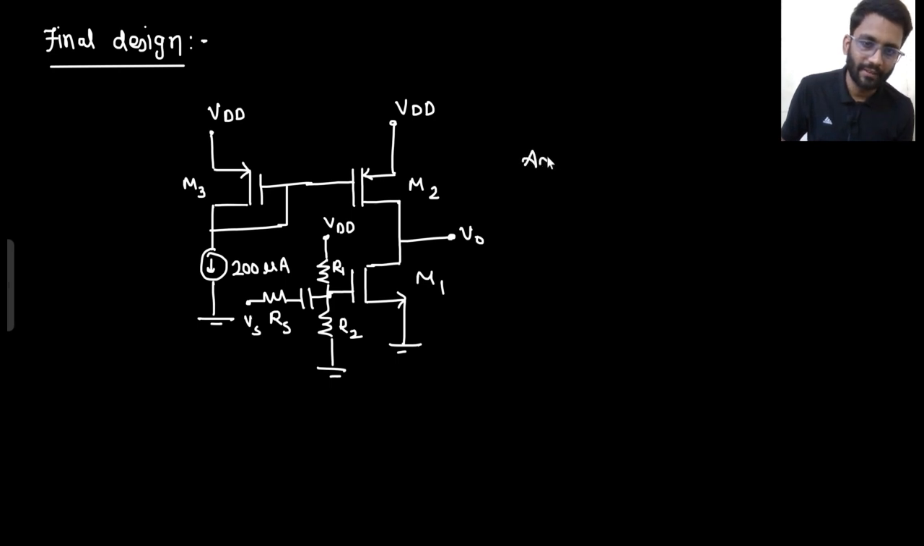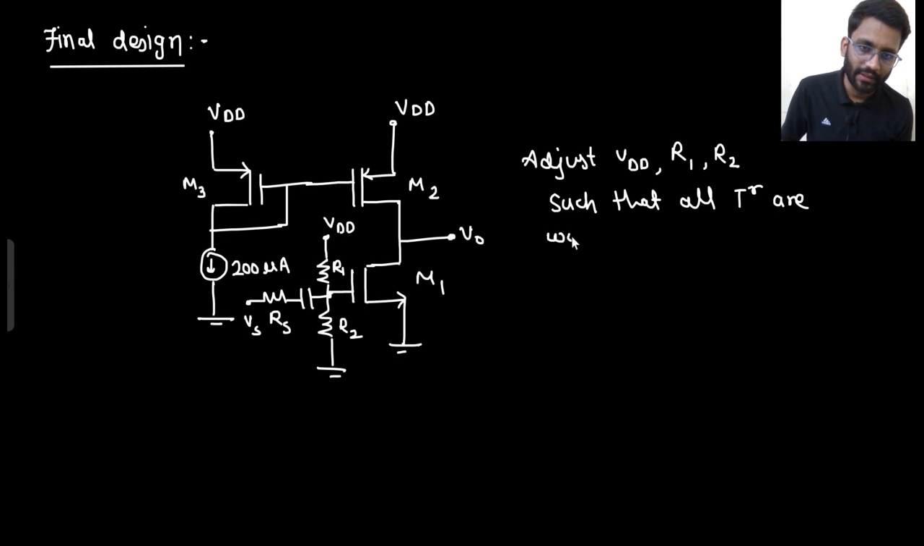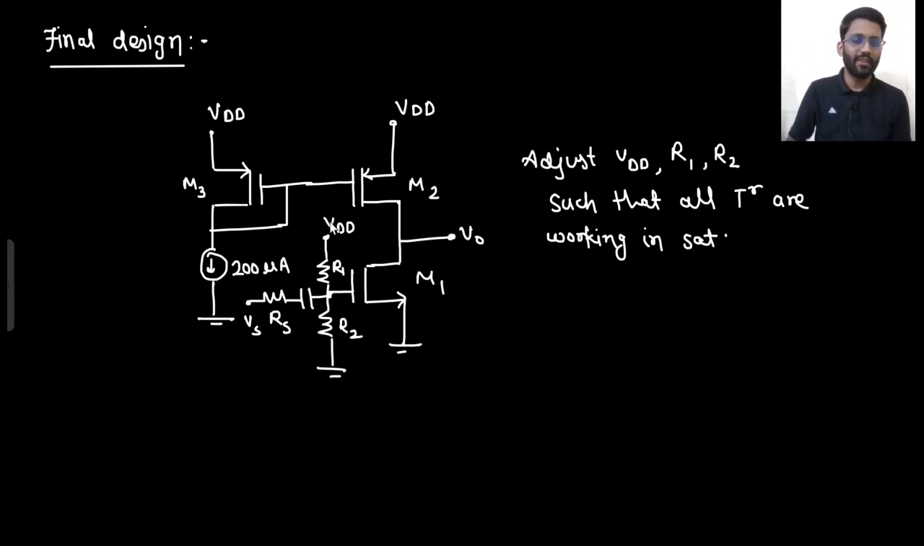I will adjust VDD, R1, R2 such that all transistors are working in saturation. All transistors should be working in saturation. Why should these two be working in saturation? Because this is a current mirror. And why should this one be working in saturation region? Because you are using it as an amplifier. So all transistors are working in saturation region.